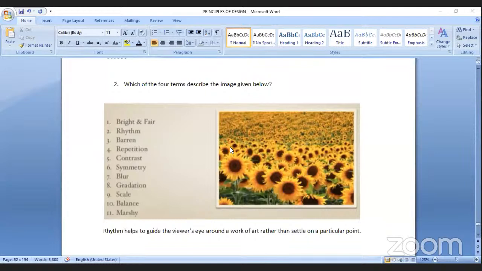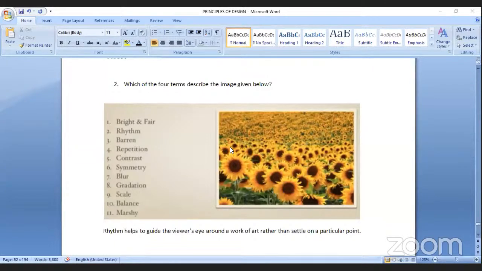Symmetry? No, ma'am, there is no symmetry as such, of any type. Is it blurred? Yes, ma'am. The image is blurred, I know, but it is not actually; I found it from some place, so it is not clear. So we have to look at the overall image, not just one part of it.